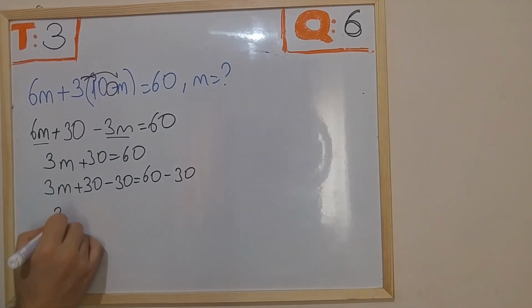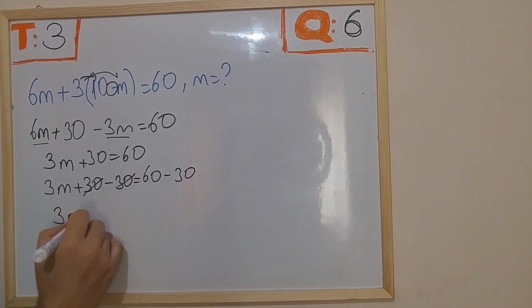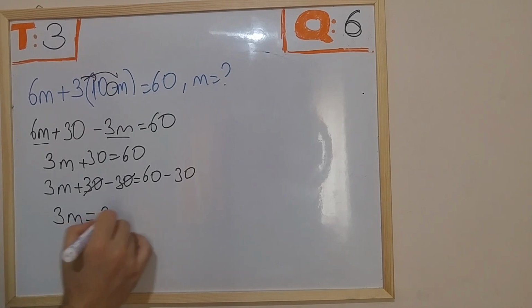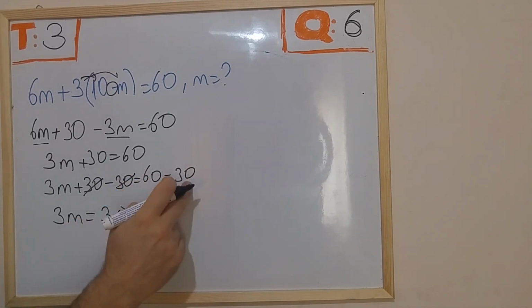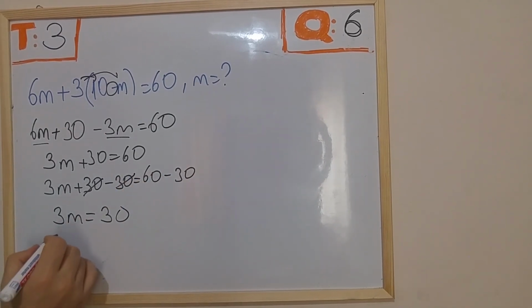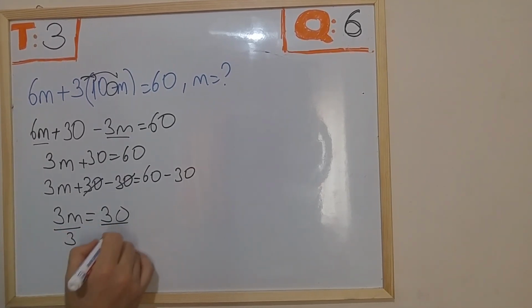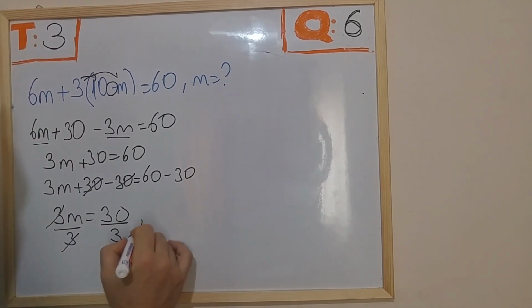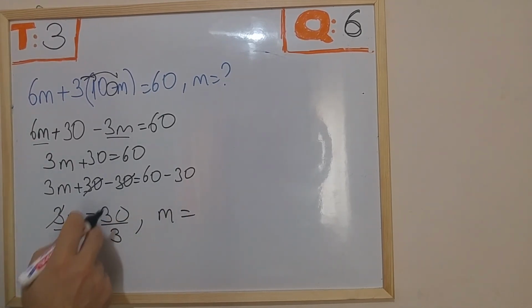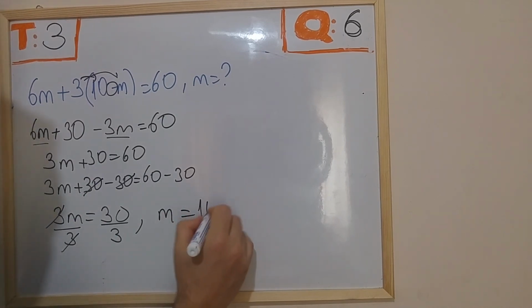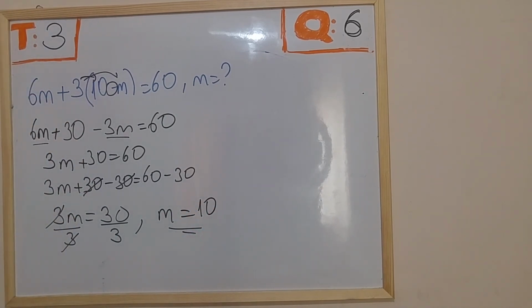Therefore, what we get in our hand is 3m is equal to 30, since 60 minus 30 is equal to 30. Now we need to get rid of the multiplier 3. So we divide both sides by 3, which gives us m is equal to 30 divided by 3 is equal to 10. This is the answer in my hand.